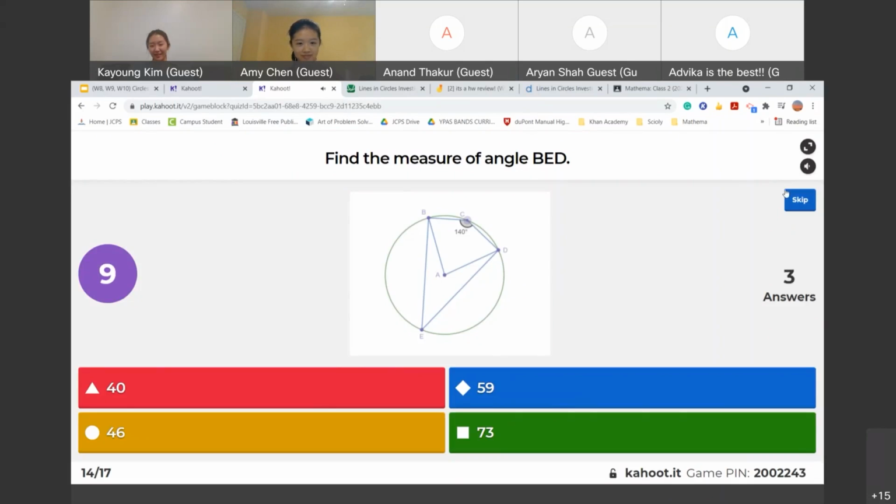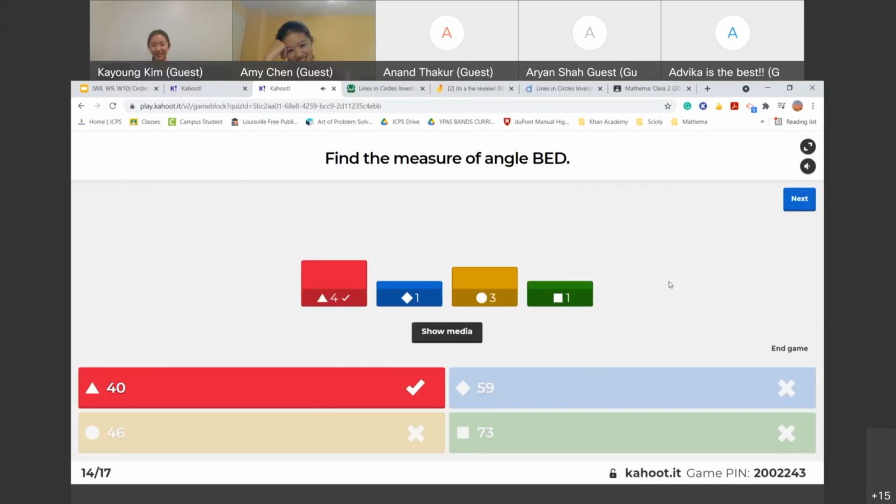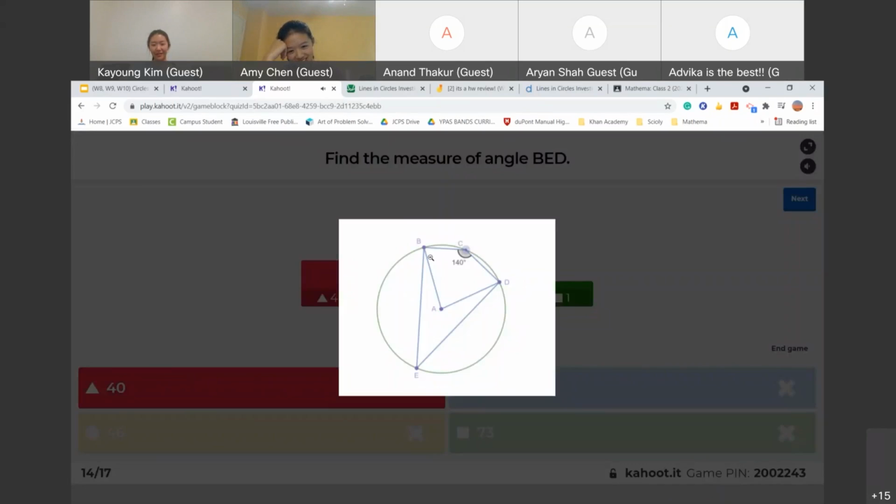Uh-oh. You should skip. Why? Because there's 5 seconds left. Probably should have skipped. I don't think the right answer is on there. Yes, it is. Are you sure? It's not 40, because it's a quadrilateral and opposite angles are supplementary. This middle line is... okay, I solved it wrong then.